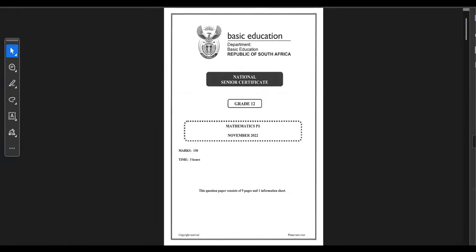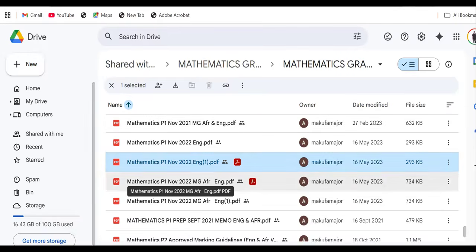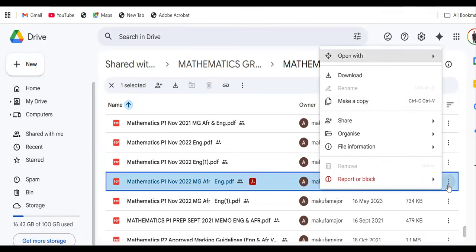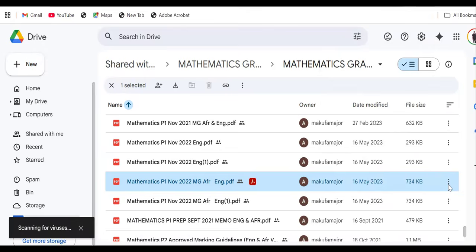Sorry for that. It was here. You can even go back. As you can see, they are in order. The memo is already there, the marking guideline, the one that is following. So I can even click this one, download. I'm now downloading the marking guideline. So we have these question papers, we have the memos, we've got everything.